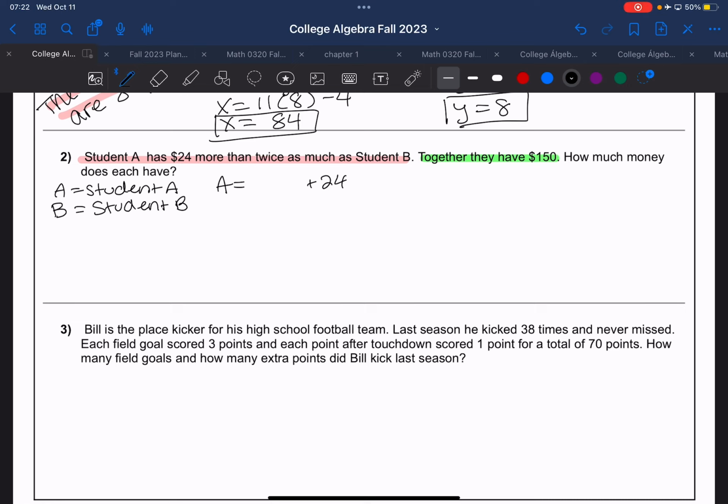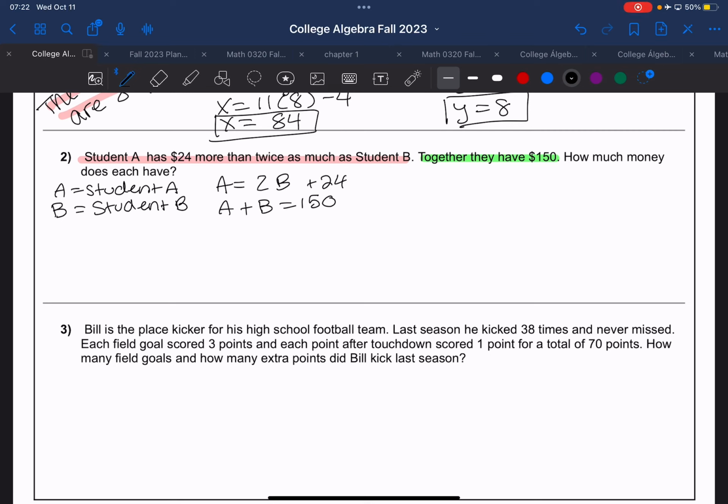Twice as much as student B. So it'll be 2 times B? Correct. So our first equation is A equals 2B plus 24. What would our second equation be if it says together they have 150? A plus B equals 150? Correct.